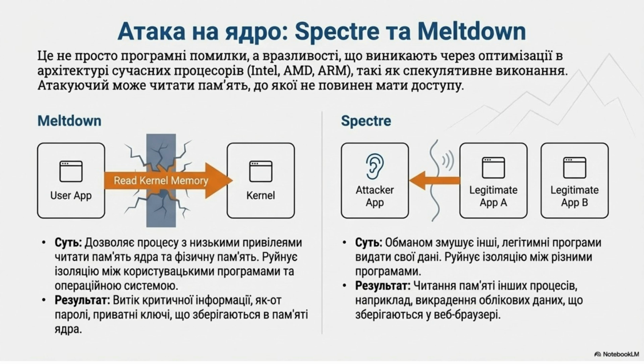Kernel attacks like Spectre and Meltdown exploit optimizations in modern processors. Meltdown allows low-privileged processes to read kernel memory, leaking critical information. Spectre tricks legitimate programs into revealing their data.